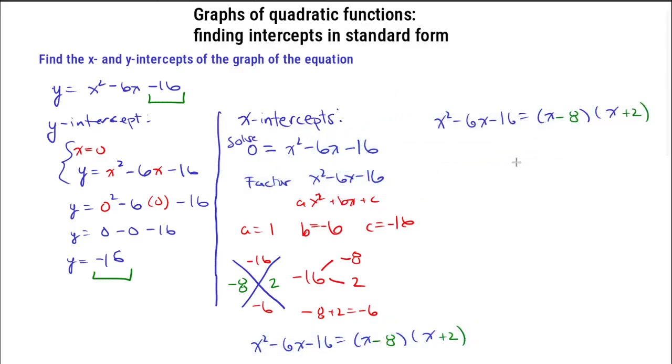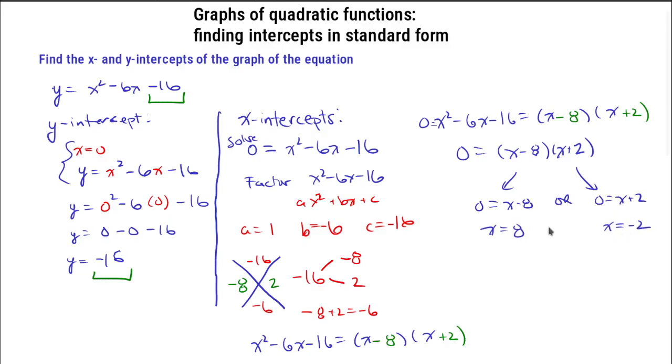The way that works is, remember we were over here, we said we had to solve this equation, right? 0 equals x squared minus 6x minus 16. So we're really solving 0 equals x minus 8 times x plus 2. And the zero product property says 0 equals x minus 8, or 0 equals x plus 2, so x equals 8, or x equals minus 2. So 8 and negative 2, those are our x-intercepts.